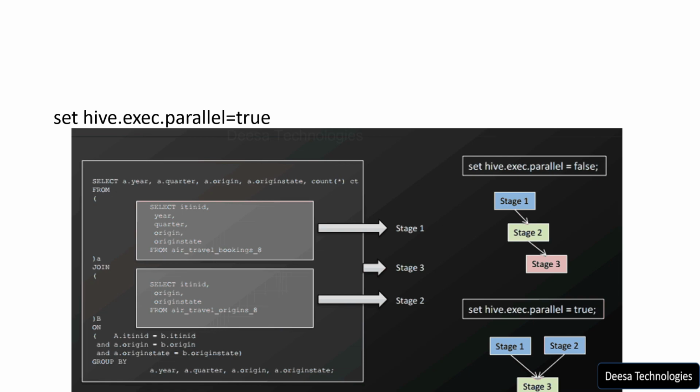So if you enable this Hive parallel execution, both stage 1 and stage 2 will run in parallel, and once they are complete, it will feed into stage 3. This way we can improve the performance. To enable this parallel execution, we have to set the property hive.exec.parallel equal to true. If you enable this property, the independent queries will execute in parallel. So these are some of the basic performance tuning techniques that you can apply while fine tuning your Hive jobs.